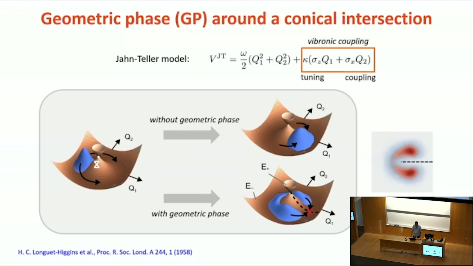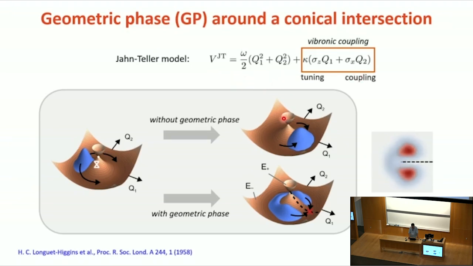Right, so this is a classical simulation of these wave packets going around the conical intersections. Essentially, I'm taking this 3D picture and collapsing it into a 2D plane. This is solved using the Jahn-Teller Hamiltonian, which is a very common Hamiltonian used to describe the conical intersection. It has two terms here.